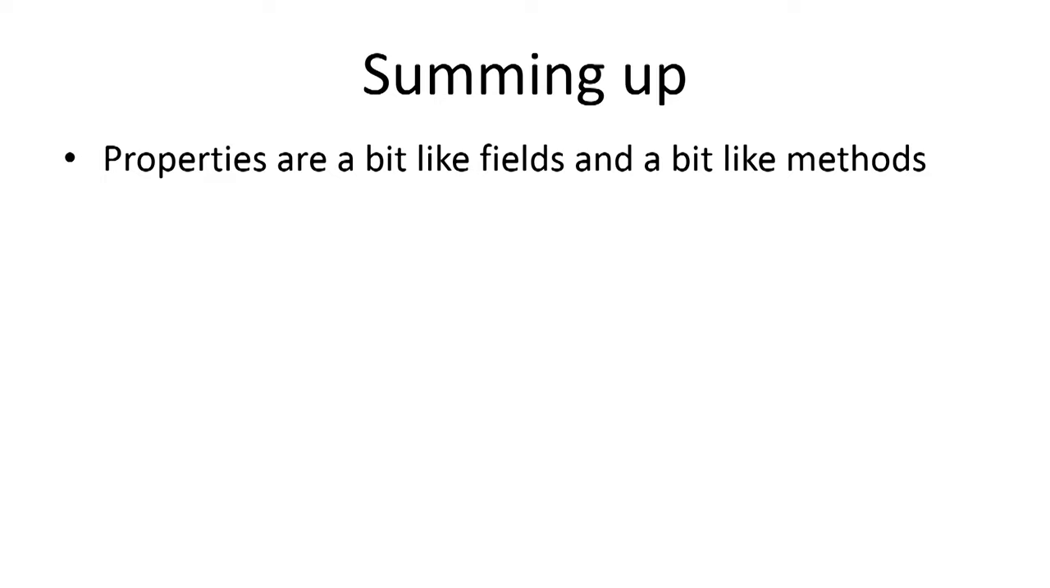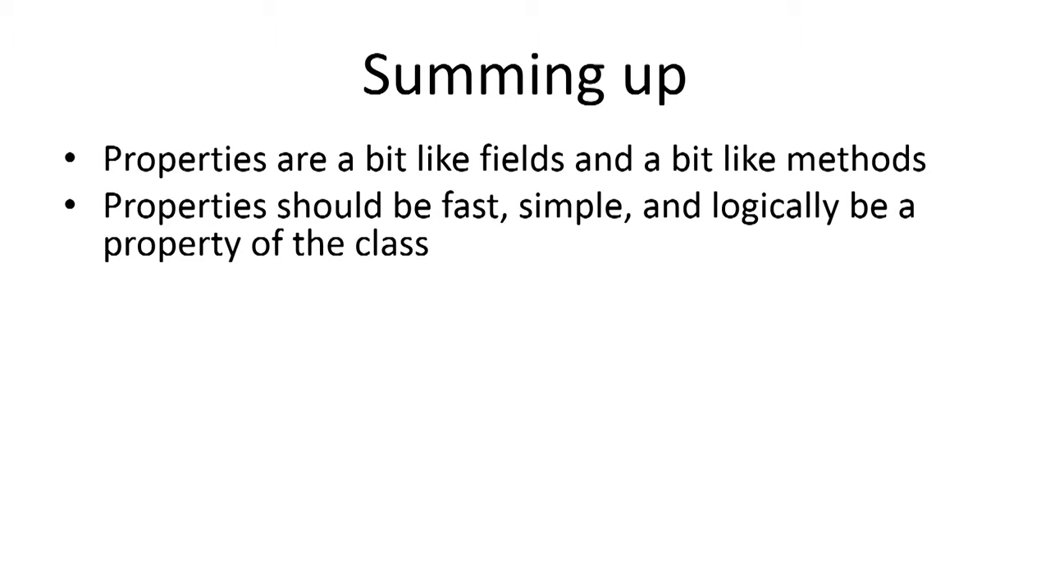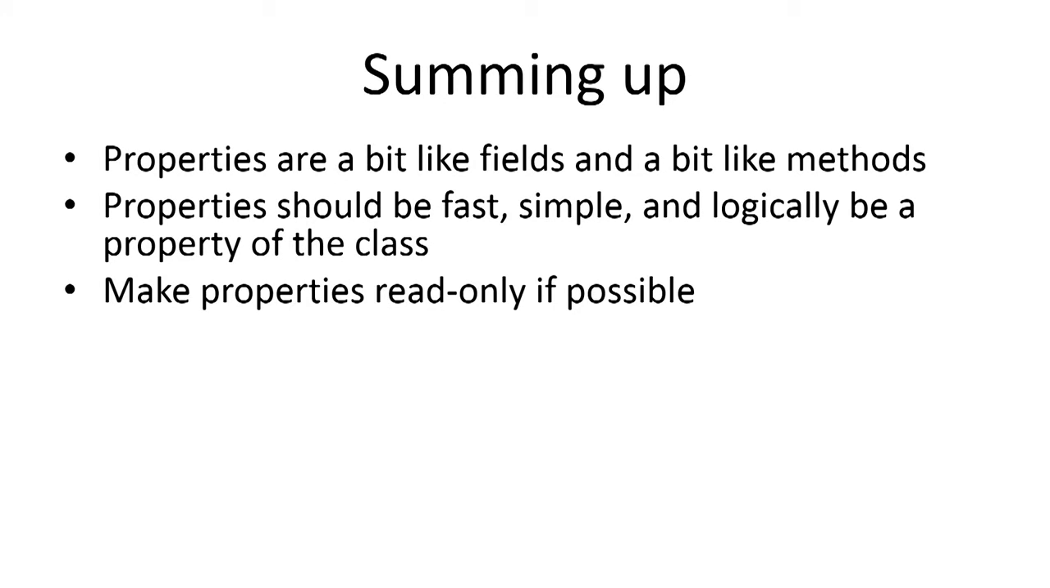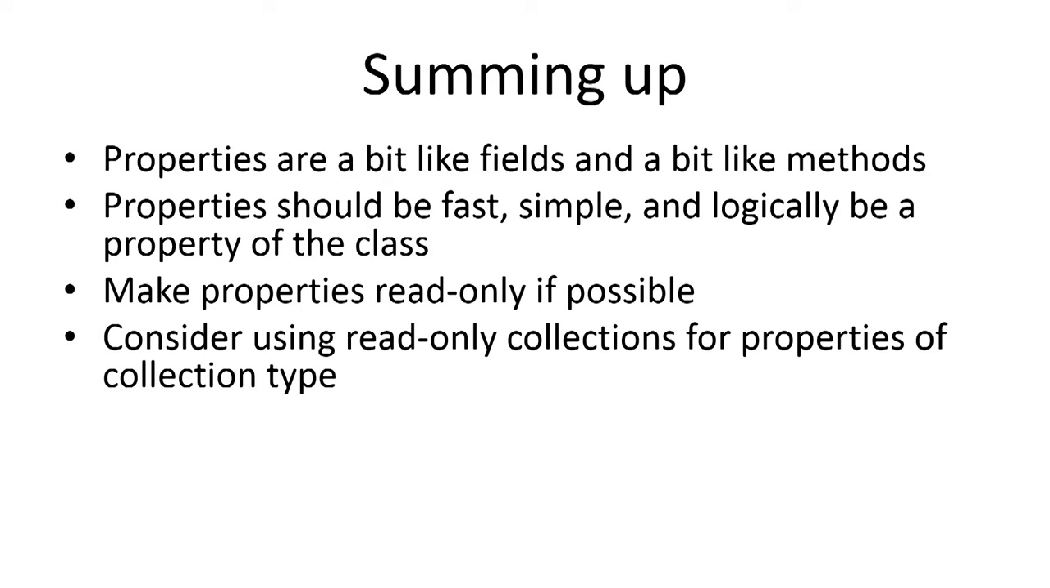Summing up, properties: we have been using them so far like they were fields, but in fact, they're a little bit like fields, and they're a little bit like methods. Properties should be fast, they should be simple, they should be logically a property of the class. You should make your properties read-only if possible. Like I said, any feature that is not by design, documented and tested, should not be a feature of your class. So if you don't intend a property to be written, don't allow it to be written.